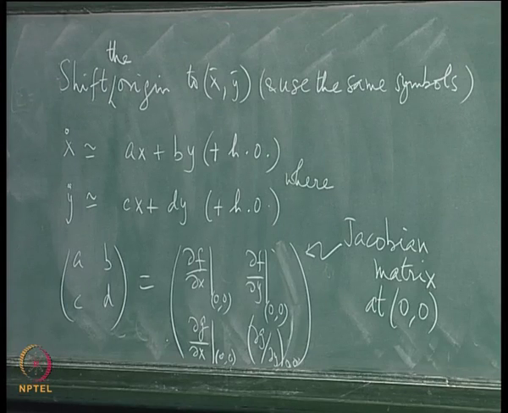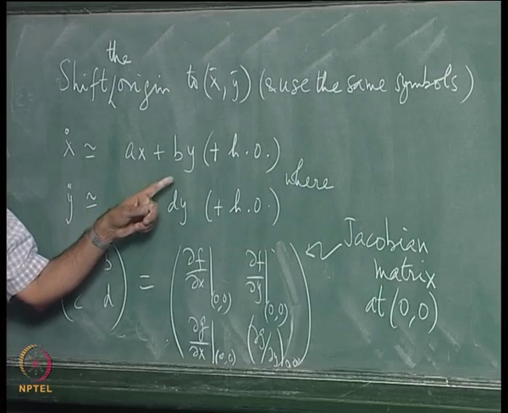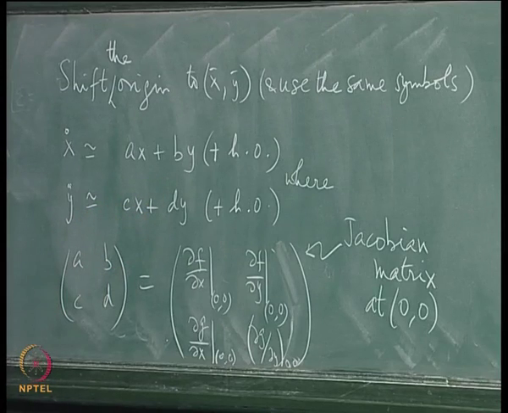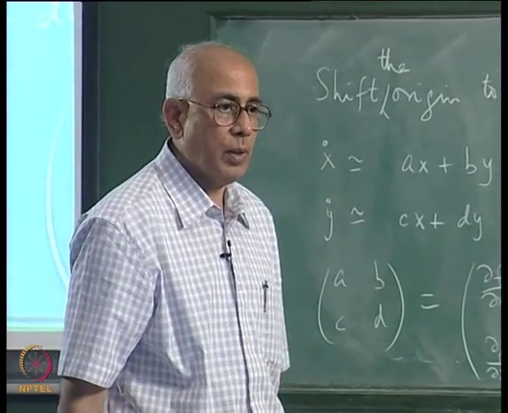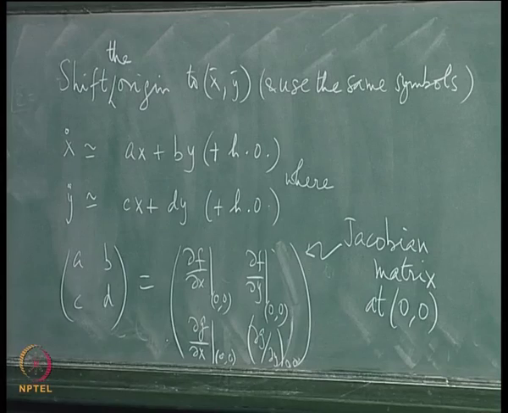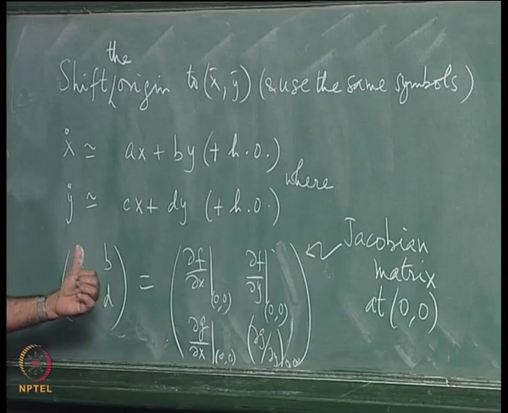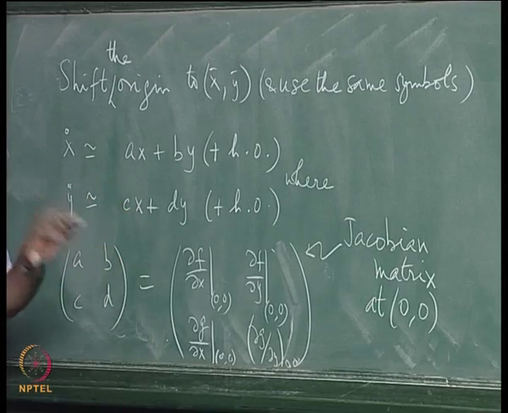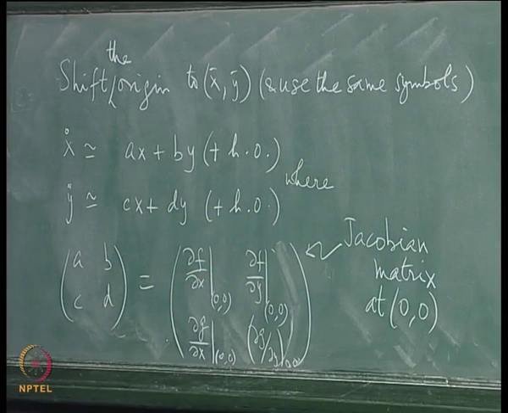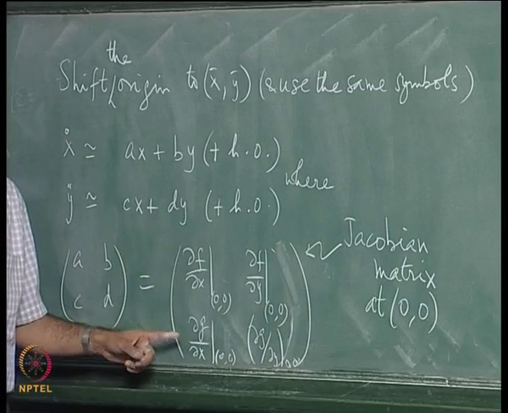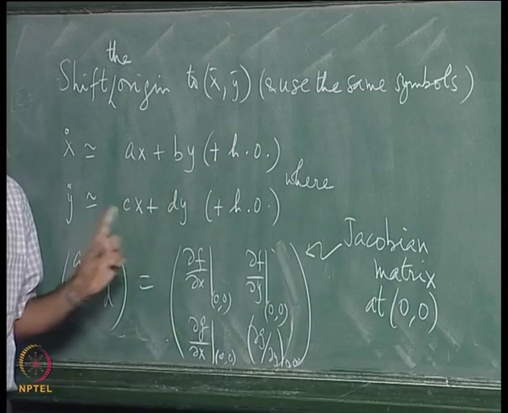And the system looks like this, provided these terms are present, provided these partial derivatives are not 0. This is what the flow looks like near this point. And now we would like to understand what the flow does in the vicinity of this point by looking at the linear approximation, in which you get rid of the higher order terms. Sufficiently close to the origin, you could neglect these terms and just look at the linear system.